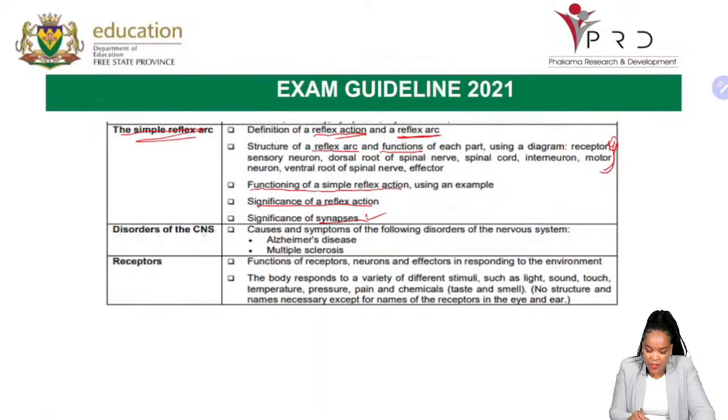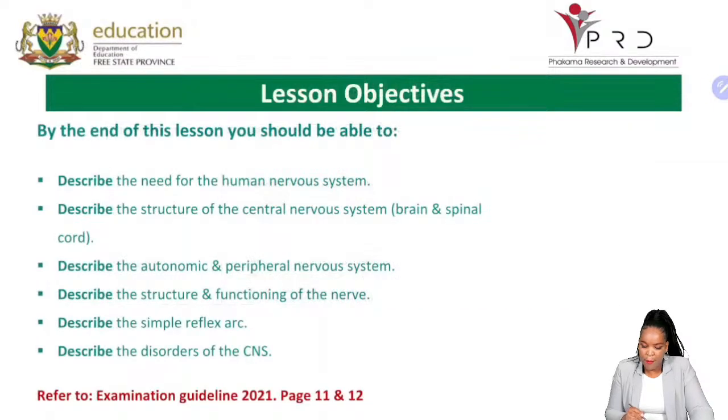And then the disorders of the central nervous system, you have Alzheimer's disease and you have multiple sclerosis, then you need to cover those. Then you will do the receptors. However, for today's lesson, we are going to just end at the disorders. This topic amounts to 54 marks of the exam of paper 1. So all in all, together with the receptors, with your eye and your ear. So today we are going to focus on only the nervous system.